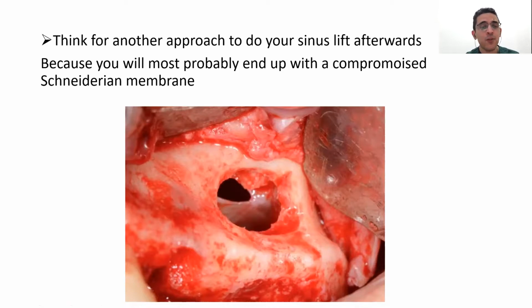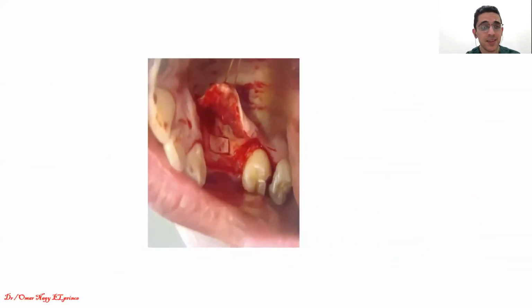Okay, of course you can close the window afterwards by any means that we have discussed before, but you have a compromised lateral wall now. So please try to master another way or another approach to make a sinus lift afterwards, because this part will be compromised. You have a torn Schneiderian membrane from the lateral approach. So please try to consider other approaches, like the palatal approach.